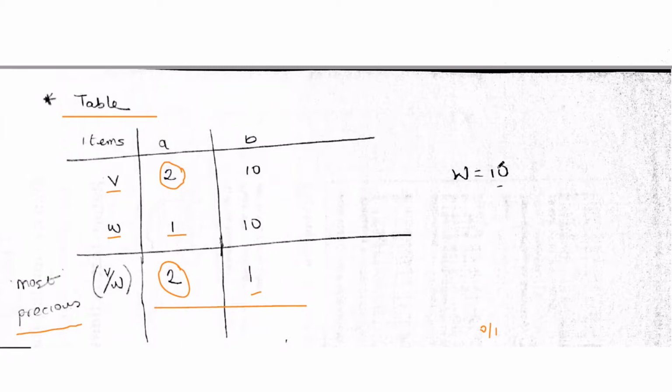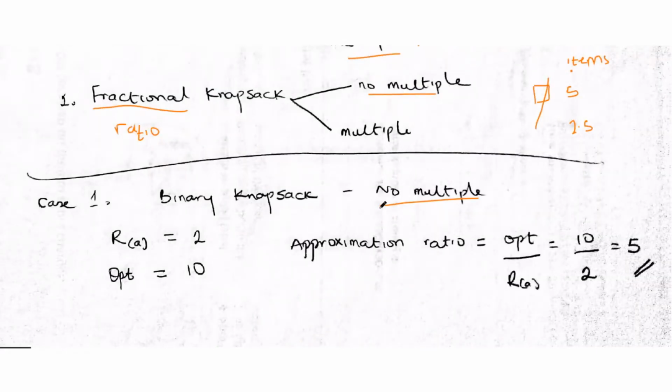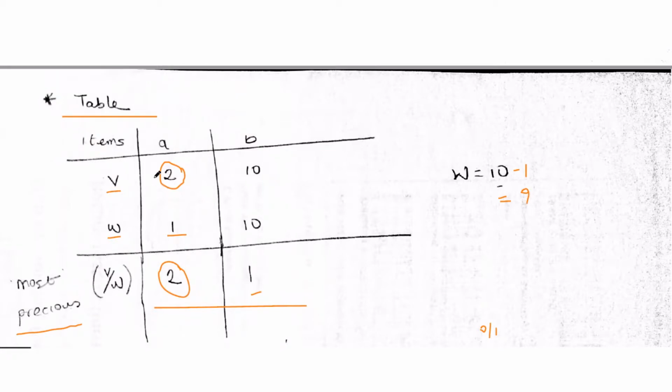Since your capacity of the knapsack is 10, you have to take away the weight of the first item that you have already taken from the capacity of your knapsack, and then you have 9. So you have 9 more available space to fill with items. Since we are considering no multiple, you can't take item A again. You have taken it the first time, you can't take it again.